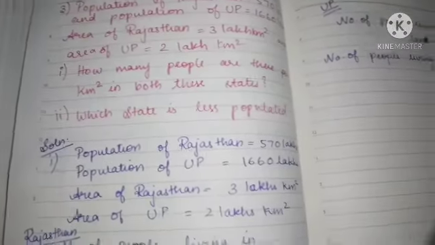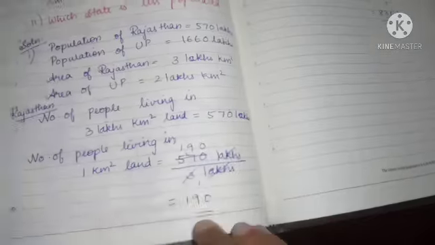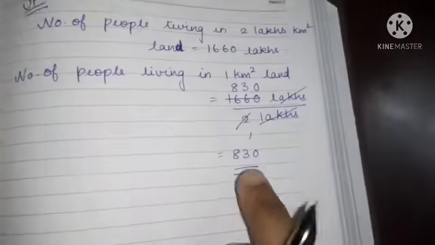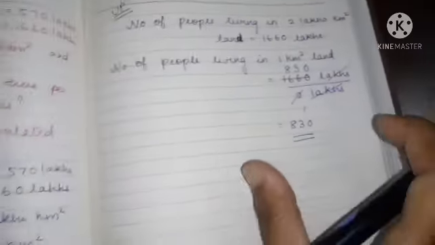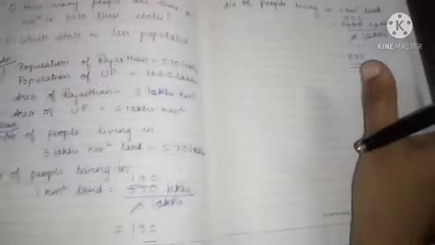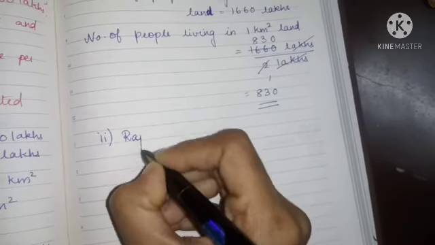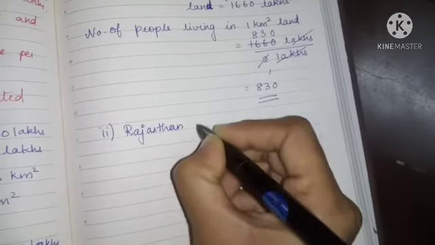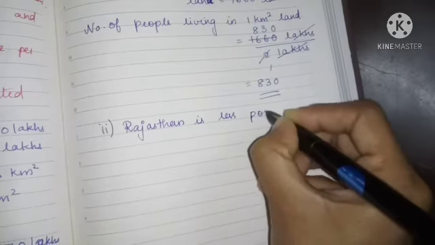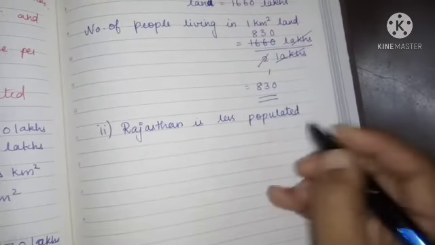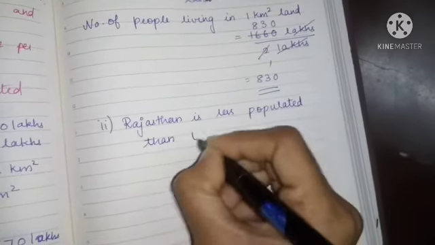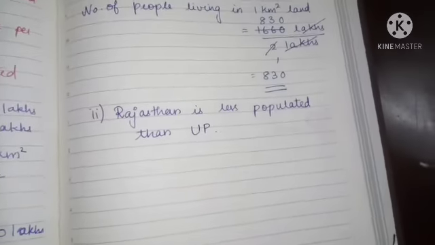So we got the first answer. Next, second question: which state is less populated? By comparing, in 1 kilometer square land 190 people are living in Rajasthan, and 830 people in UP. So we can compare it and write which is less populated. Rajasthan is less populated than UP. Understood?